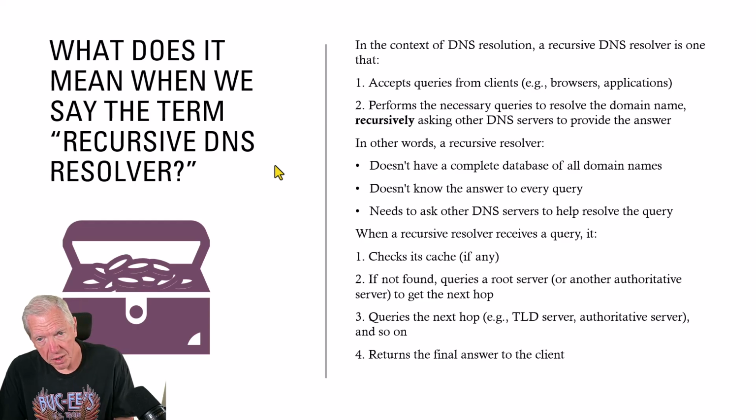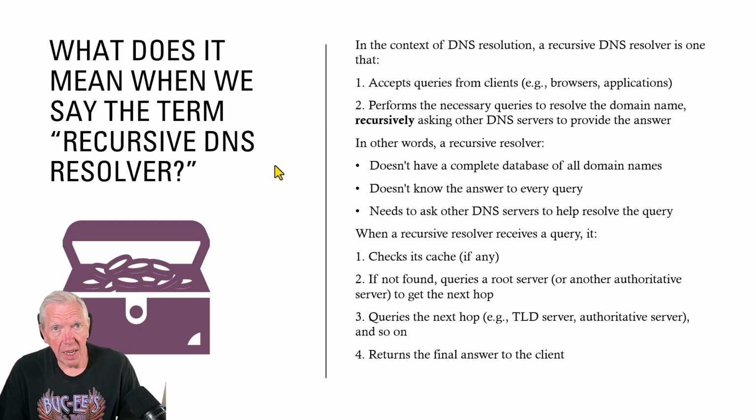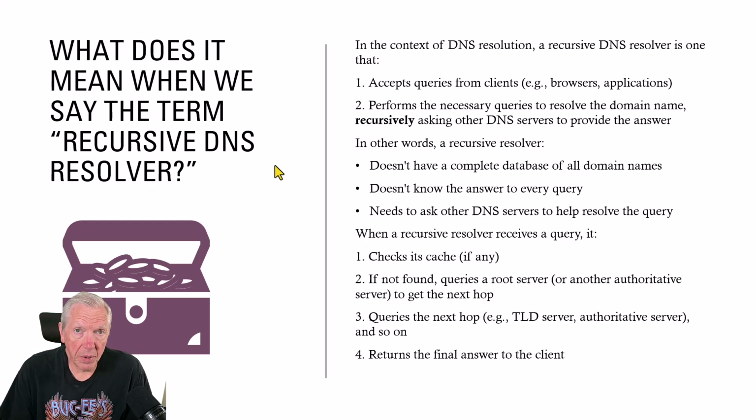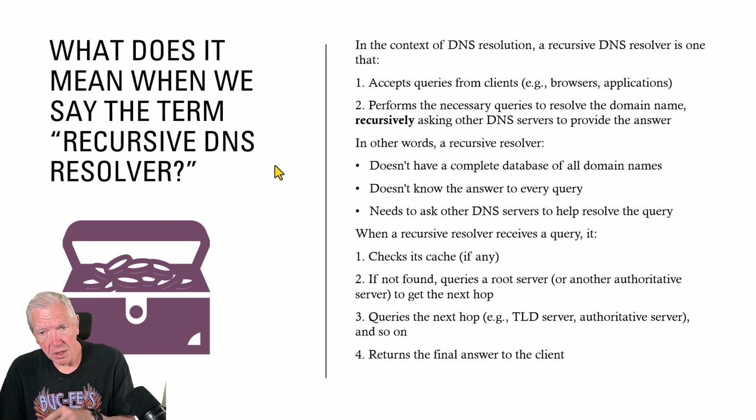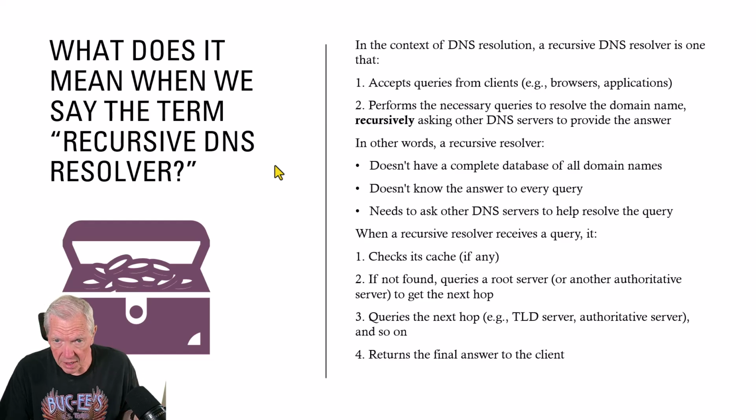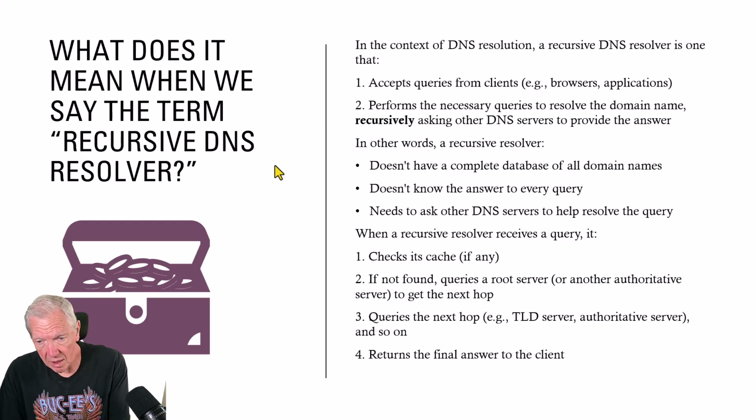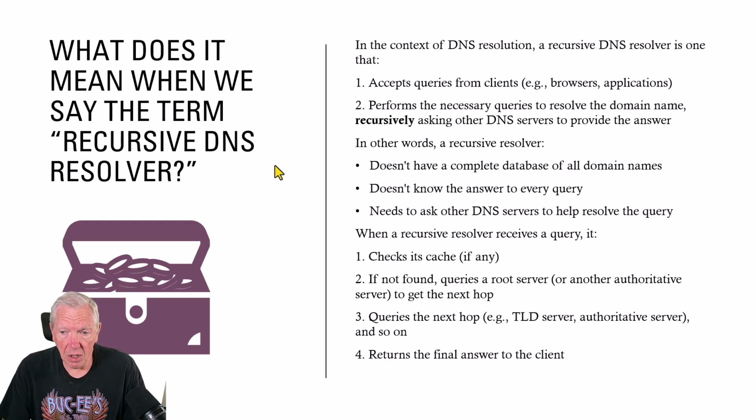In other words, a recursive resolver doesn't have a complete database of all the names. It doesn't know the answer to every query. It needs to ask other DNS servers to help resolve the query, and then when the recursive resolver receives a query, it checks its cache first, and if it finds it, that's great, and if not, then it queries a root server or other authoritative server to get to the next hop. It might have to wind up querying all the way to the next hop, which would be a top-level domain server, authoritative server, and so on. And then it returns the final answer to that client.